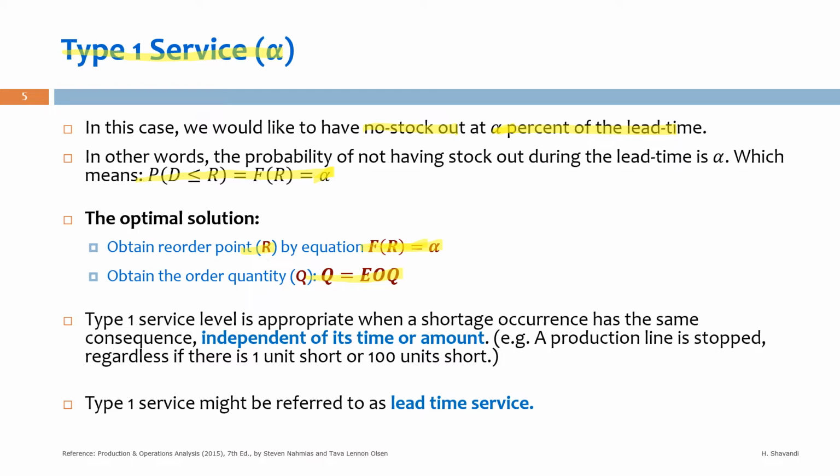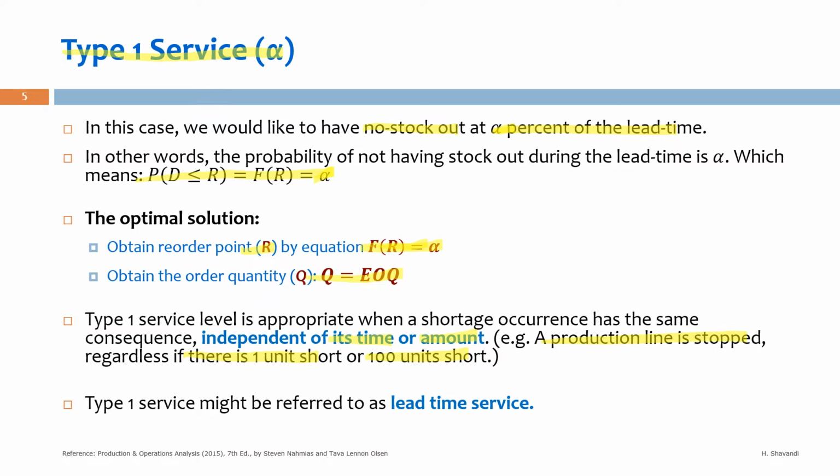I mean the consequence of being in a stock out situation is independent from its occurrence time and also the amount. So no matter how many items are short, if we are in a stock out situation, it has the same consequences to that company. So, for example, a production line is stopped regardless if there is 1 unit short or 100 units short. So as you see here, the cost of shutting down the production line is the same if we have just 1 unit short or 100 units short.